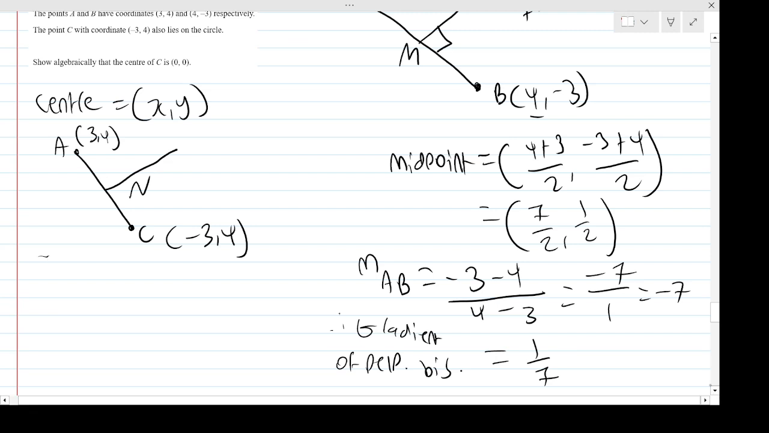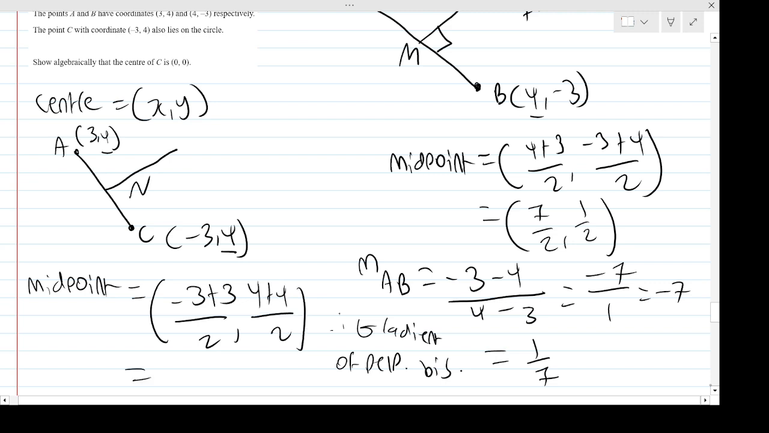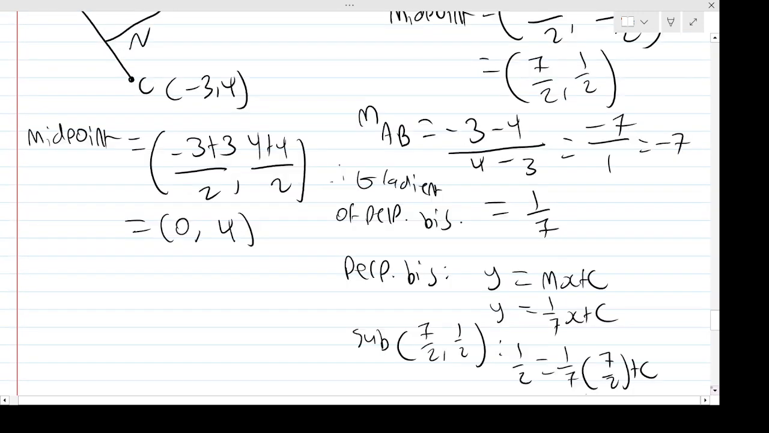So firstly, I'm going to find the midpoint again. So that's going to be all the x values together, so minus 3 add 3 over 2. Then we're going to add the y values together, so 4 add 4 over 2. That will go down to minus 3 add 3 will be 0, so that'd be 0. Then 4 add 4 over 2 is 8 over 2, which would be 4. Right, so that's the midpoint.